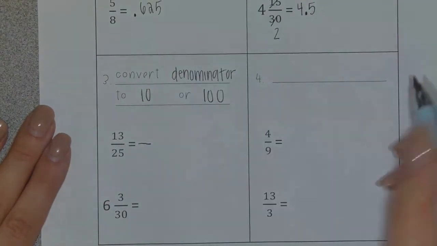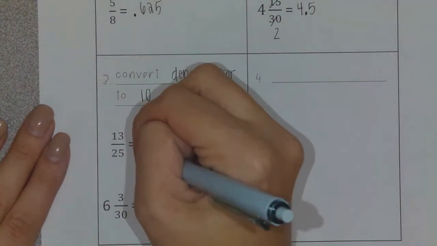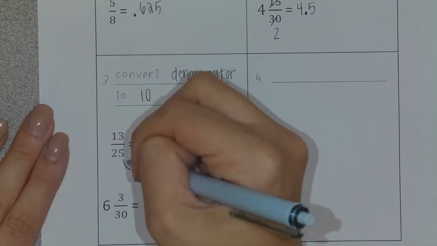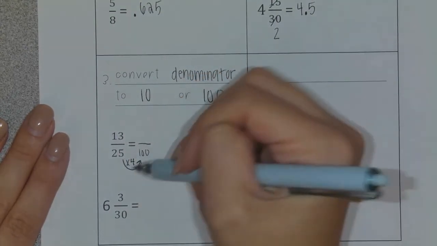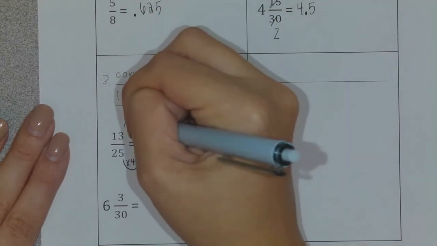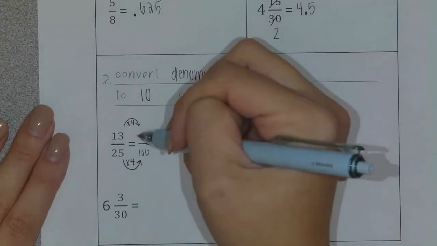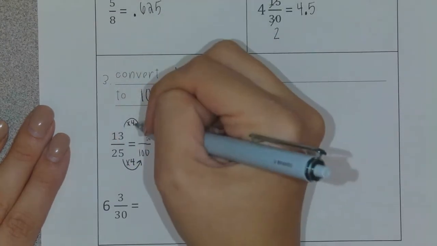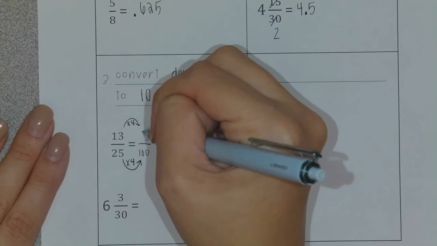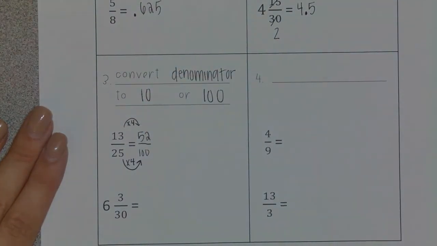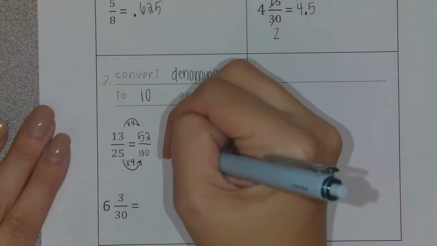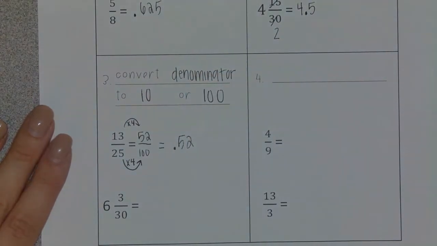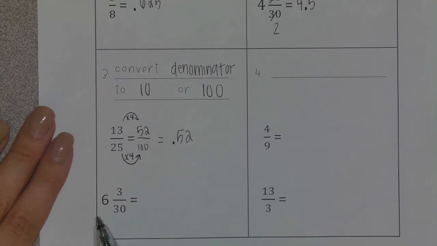13/25. I think that the easiest one would be 100. So my scale factor that gets me from 25 to 100 is times 4. Whatever I do to the bottom, I have to do also to the top. So 13 times 4, 3 times 4 would give me 12. Carry the 1. 4 times 1 is 4, plus 1 more is 5, 2. So this is just 52/100ths, which looks like this as a decimal, 0.52.